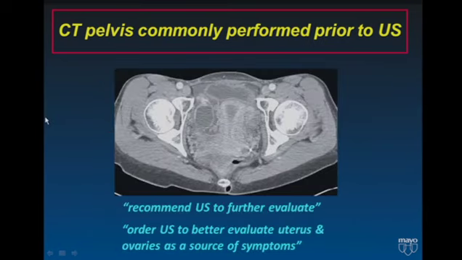And it's not uncommon, therefore, for an image to be similar to this one, in which a mass or a cyst is found in the adnexa, and either the radiologist recommends an ultrasound to further evaluate this cyst, or having mentioned the cyst in a report, the emergency room physician orders an ultrasound to better evaluate the uterus and ovaries as a potential source of symptoms.